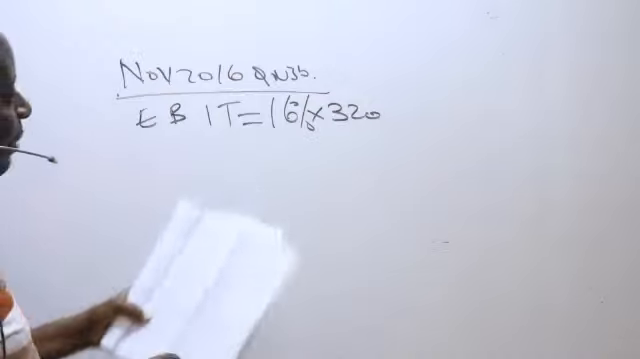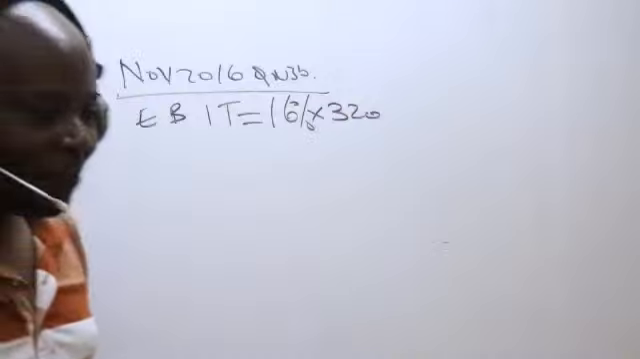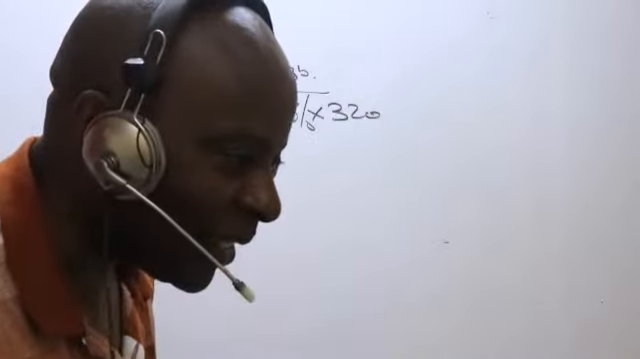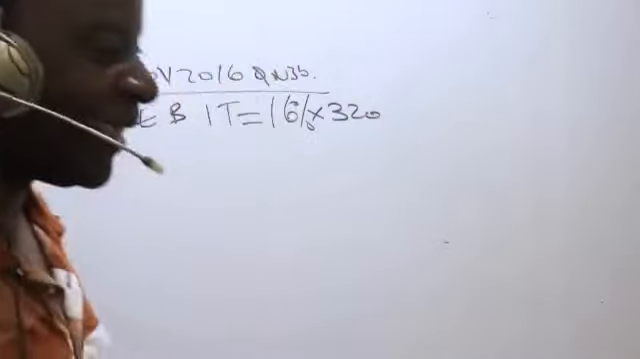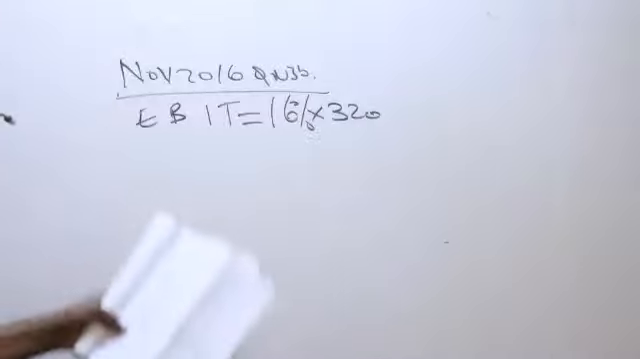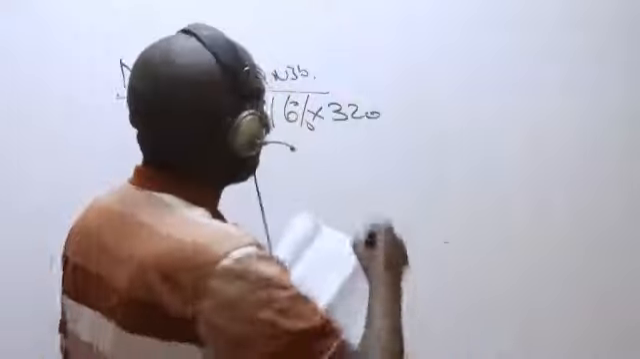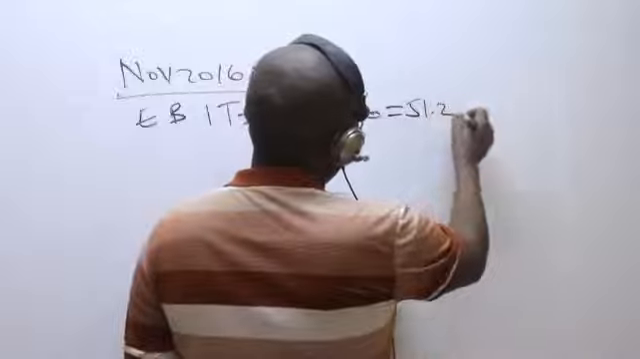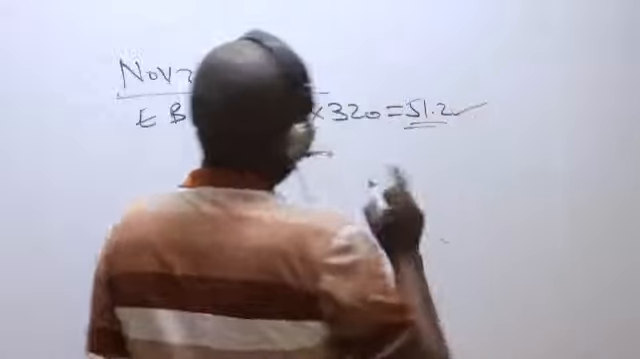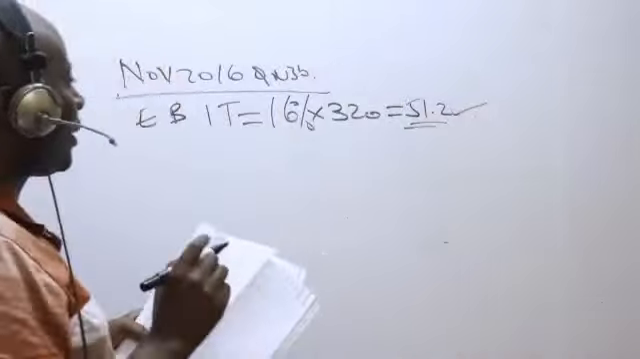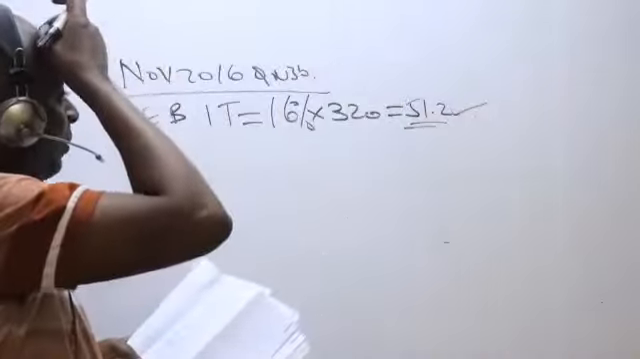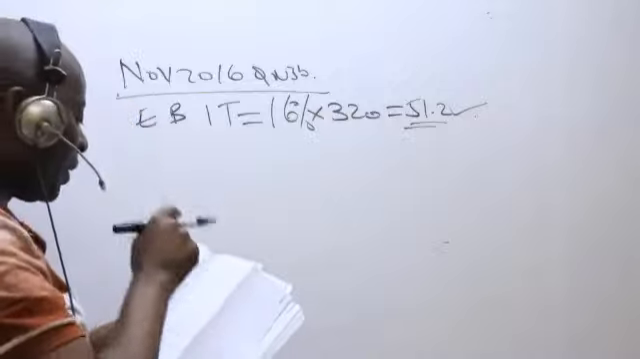Can somebody give me the EBIT? EBIT is very, very important to me. 16% times 320 gives me 51.2. So that's a free mark. Not many students will be able to get EBIT. There is no way you'll be able to do Modigliani Miller questions without EBIT. EBIT is your base.